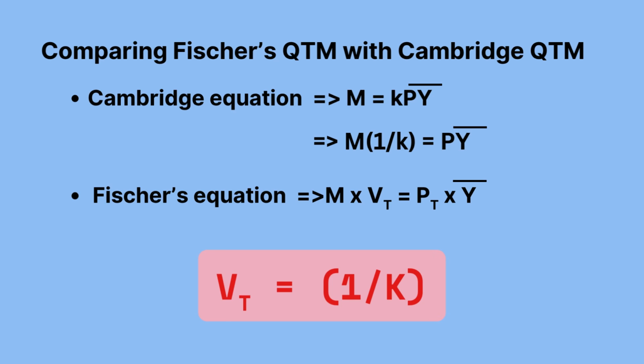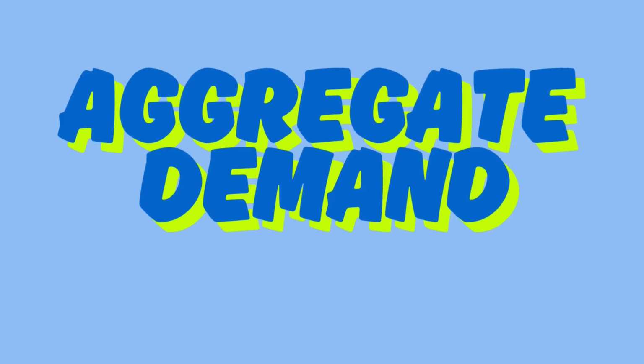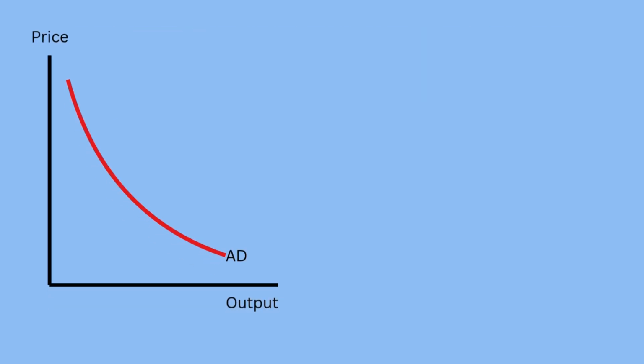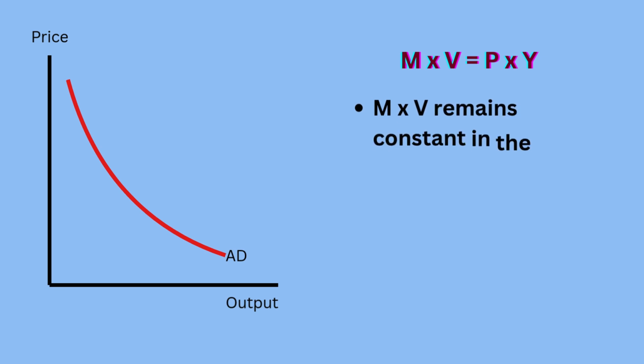We can use this quantity theory of money to construct the classical aggregate demand. The aggregate demand curve will be a negatively sloping curve. This is because M into V is equal to P into Y. Now we have assumed that in the short run velocity is constant. We have also assumed that money supply is exogenously determined. This means that the left side of the identity remains constant.